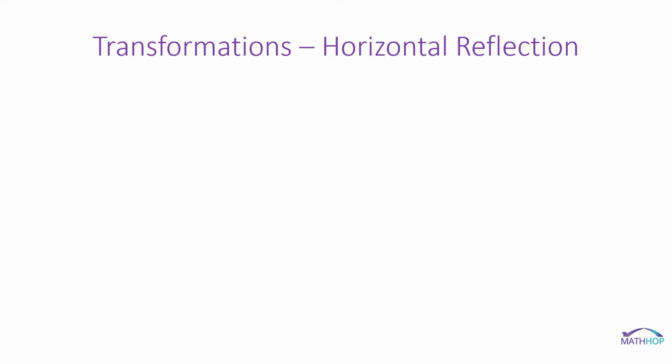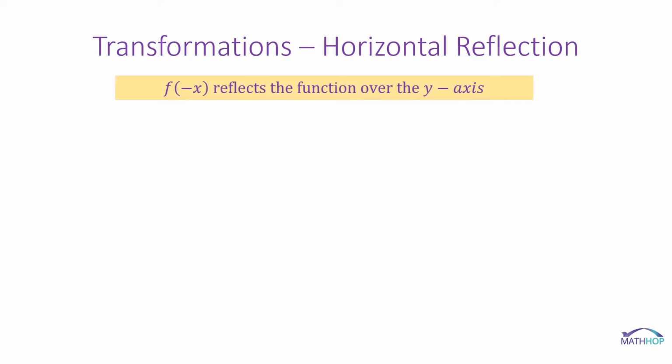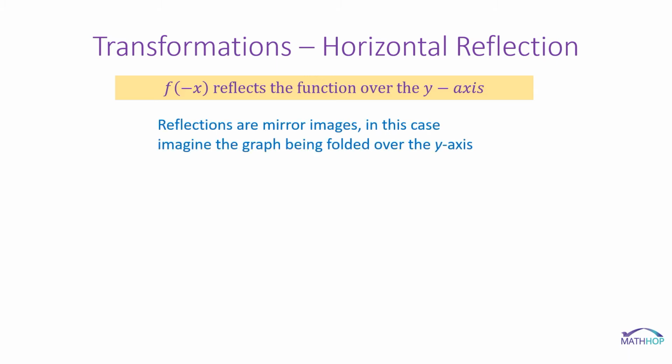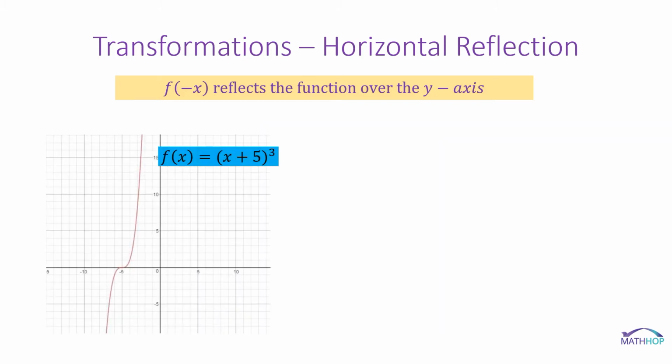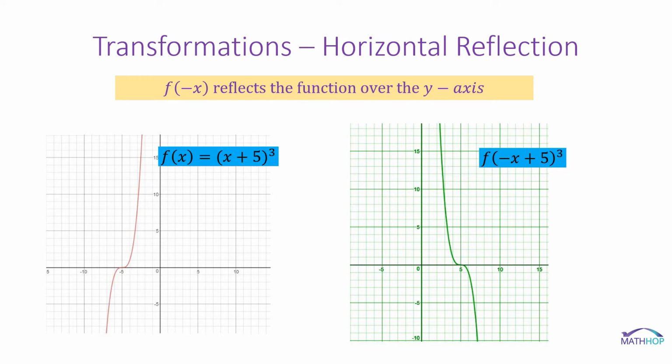Now let's look at horizontal reflections. We don't see these as often, but we do need to know them. If we have f of negative x, we are going to reflect the function over the y-axis. Again, it is a mirror image, but we are going to fold over the y-axis this time. So instead of looking at a parent function, which I could do, I think this is easier to see if we look at something that's already shifted. So let's look at f of x equals the quantity x plus 5 cubed. Okay, so now let's look at f of negative x. We have reflected over the y-axis very clearly.